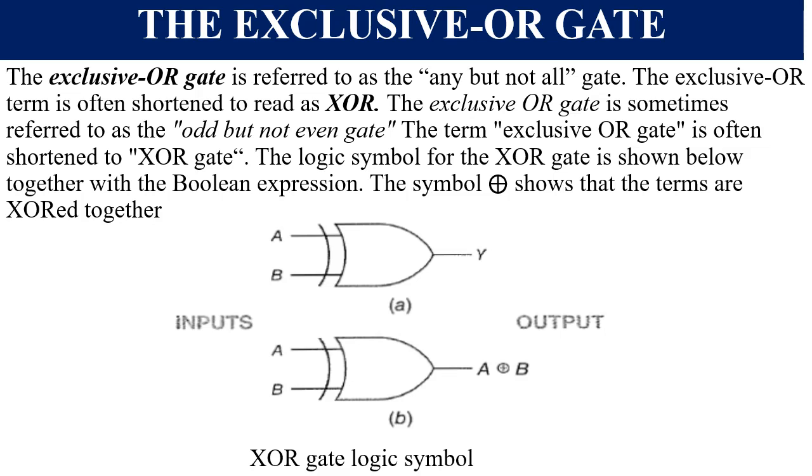The symbol, then let's have a look at the logic symbol for the exclusive OR gate. Then the symbol, the plus sign in that circle, shows that the terms are XORed together. So please take note of the schematic of the logic symbol. We call them logic symbols. And please take note of the Boolean expression Y is equal to X XOR B. That's the exclusive OR gate.